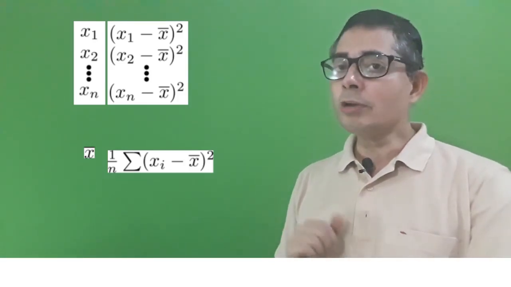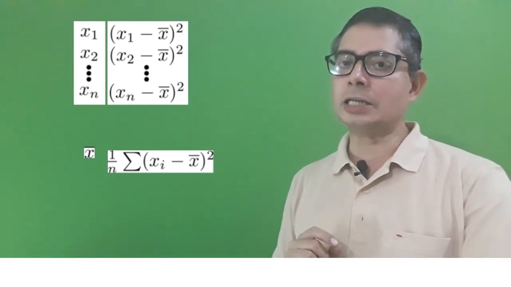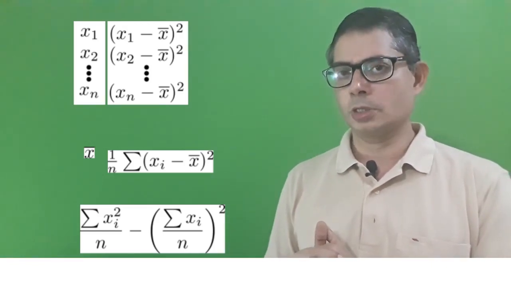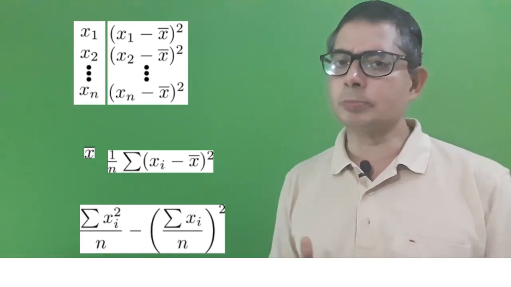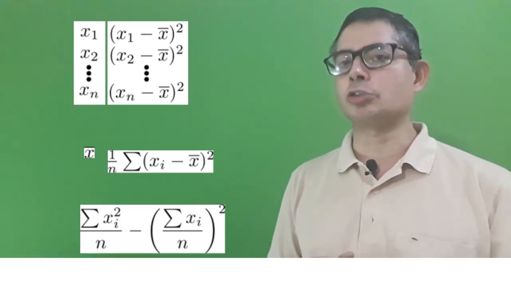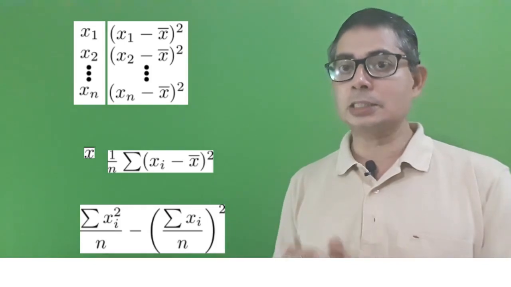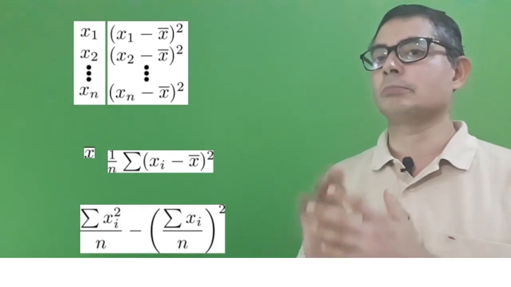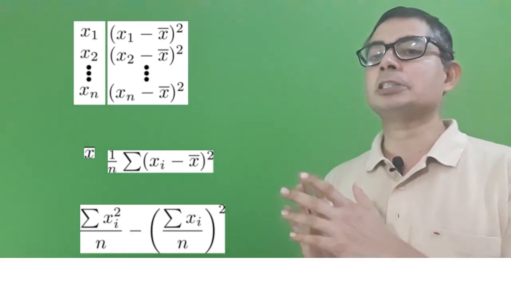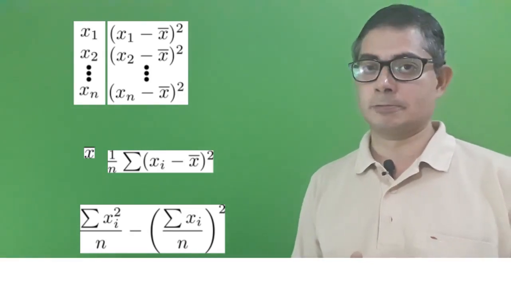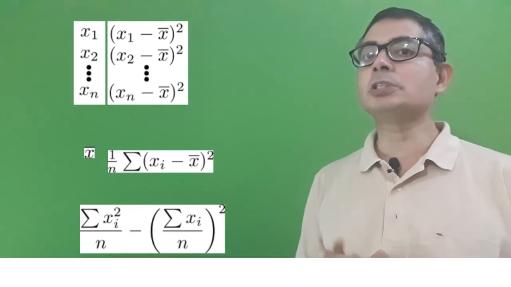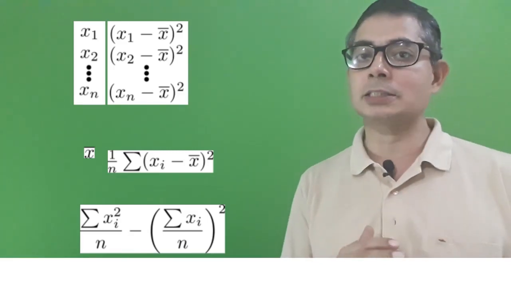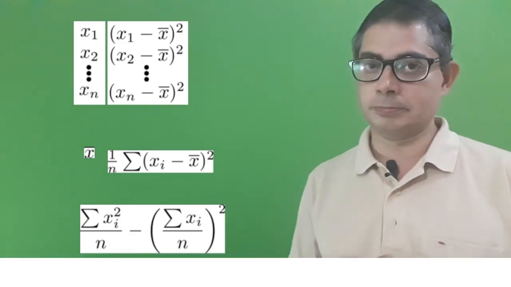There is another equivalent formula that is somewhat easier in the sense that it requires only one stage computation. Not that you will typically do the computation by hand, but still it is good to know. The formula is this, which is summation xi square by n. From that you subtract summation xi by n whole squared. So here you compute the sum of all the values as well as the sum of all their squares and then plug them into the formula.